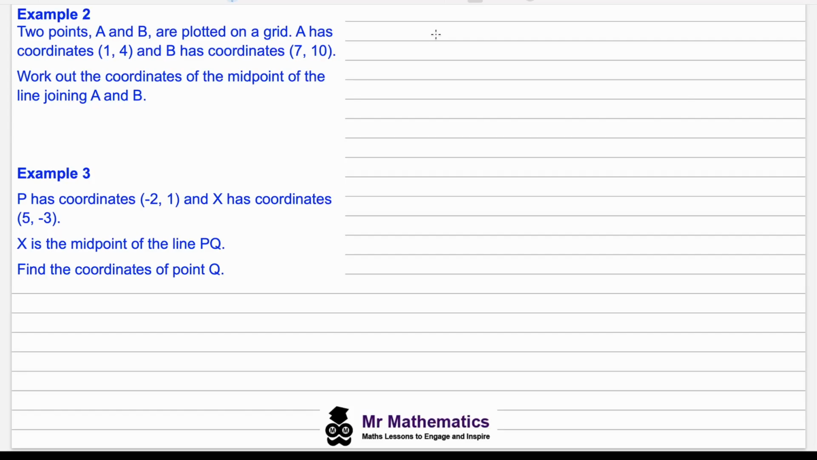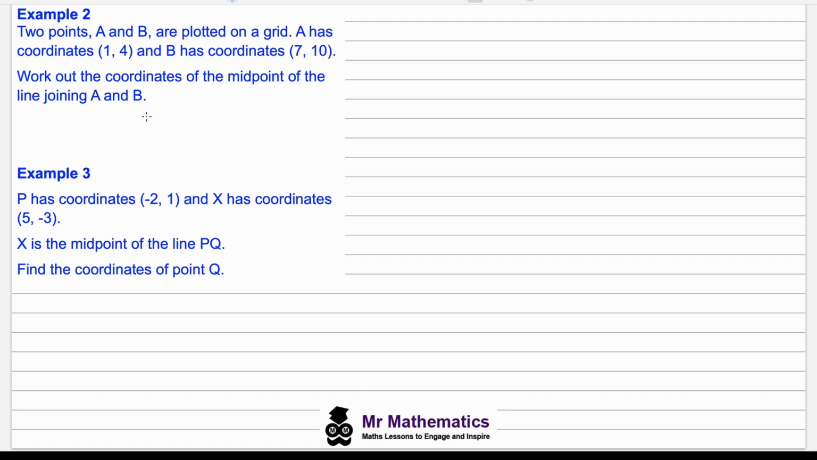Hey everybody, so this is my second video on the midpoint of a line segment. In example 2, we're being told that 2 points A and B are plotted on a grid. A has coordinates 1, 4 and B has coordinates 7, 10. Work out the coordinates of a midpoint of a line joining A and B.